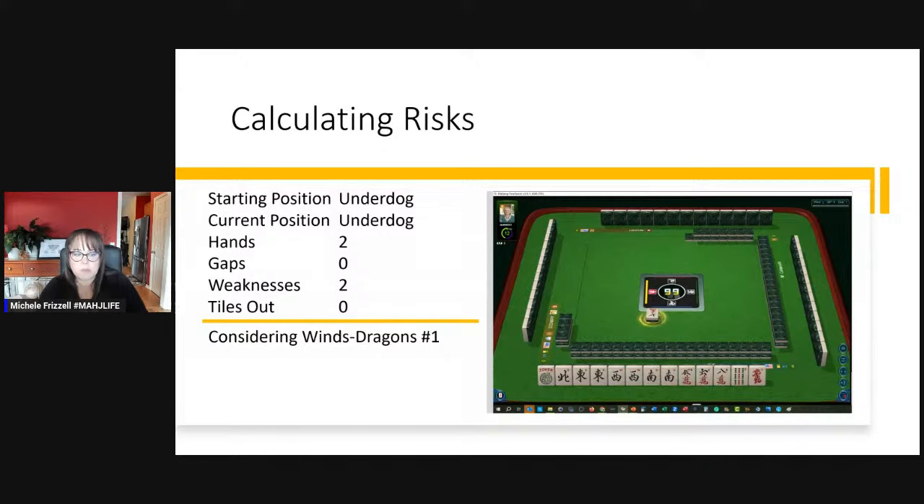So at the moment, there are no gaps, no tiles out. So I would say that our starting position here would be an underdog. And of course, that's our current position because we're just getting started. All right, so let's see what happens with the next screenshot.